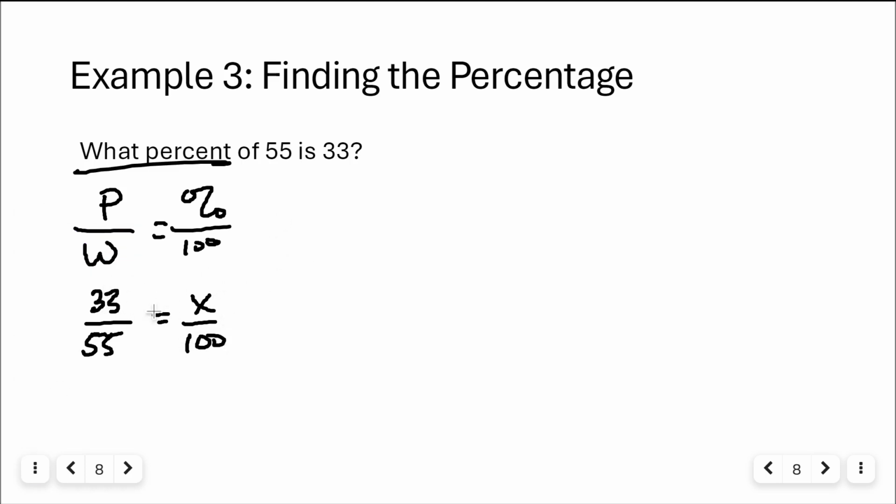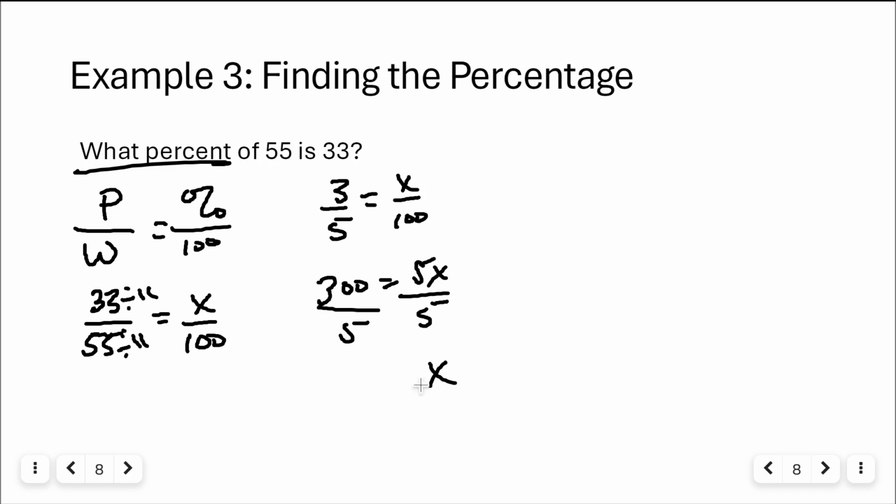Okay, and now I need to solve this for x. Now I'm going to actually make my life a little bit easier here. On the left-hand side, 33 over 55, I can write in lowest terms. I could have done it with the percent ones over here as well. Earlier, I just didn't because they were easy to multiply by zeros. So I'm going to divide each one of these by 11. Put it in lowest terms. It gives me 3 over 5 equals x over 100, and that's a lot easier to work with. 3 times 100 is 300. 5 times x is 5x. I'll divide both sides by 5, and I get 60. Okay, but x isn't 60.